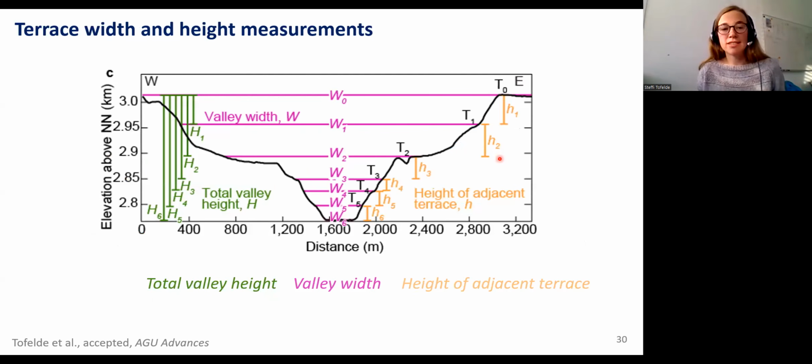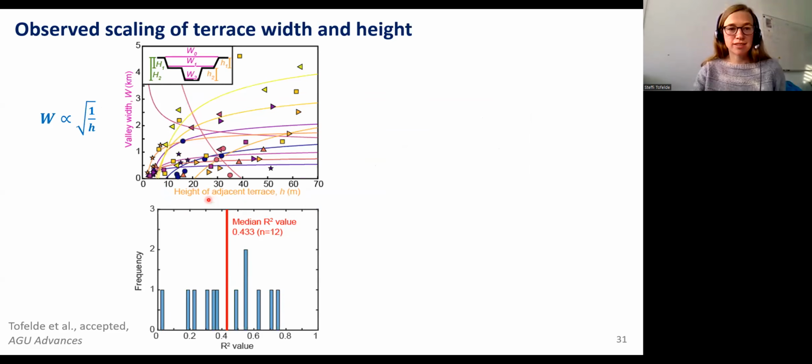In all of these data sets, what we measured was the width that the valley floor had at different points in the past. We also measured the corresponding height of the terrace, so the height of the wall that needed to be eroded by the river when it moved laterally. We also measured the total valley height. That means it's not only the height of the terrace adjacent to the river, but the height of all terraces above the river. We could think of this as the cumulative terrace height. With these data sets, we then tested our hypothesis.